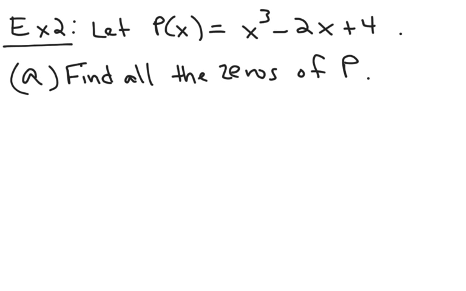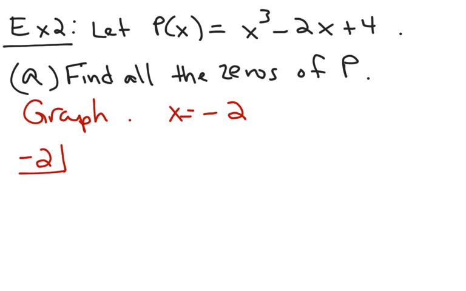So I'm going to start by graphing it, and I'm going to see that it only has one real solution. That one real solution is at negative 2. That means the other two solutions must be imaginary. So we're going to use synthetic division to divide out the negative 2. Remember, when you do synthetic division, you need to watch out for missing terms. I want you to notice that there's an x squared missing, so we need to put in a 0 in its place.